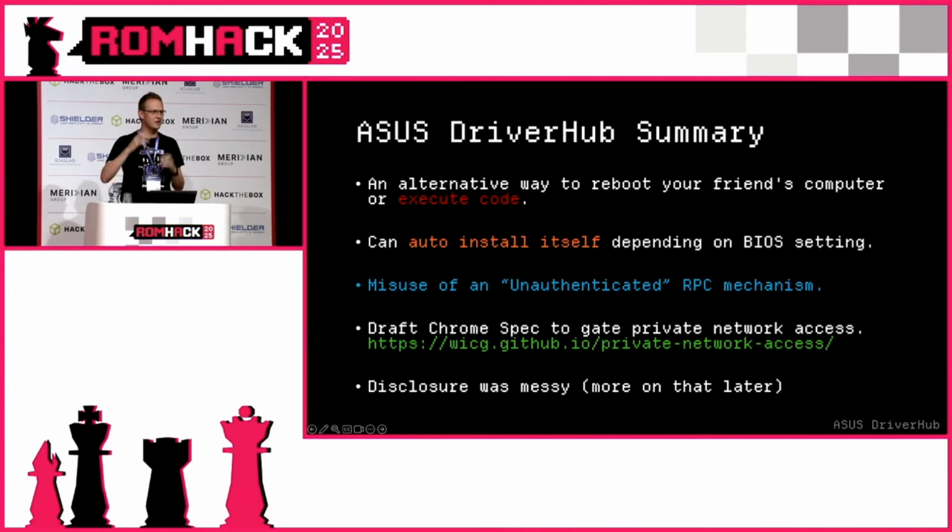Using HTTP from a browser might seem convenient for users, but as you can see, it can be quite detrimental from a security perspective. Something I'm really excited about, though, is there's a draft Chrome spec which tries to gate access to local network endpoints. It'll be much like how if your webcam or your microphone gets accessed, there'll be a pop-up saying this website is trying to access a local resource, which I think is a really nice way to avoid this unintended execution later. Finally, the disclosure was a little messy, but I'm going to talk about that a little bit later.